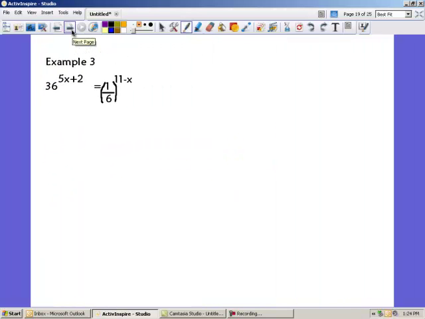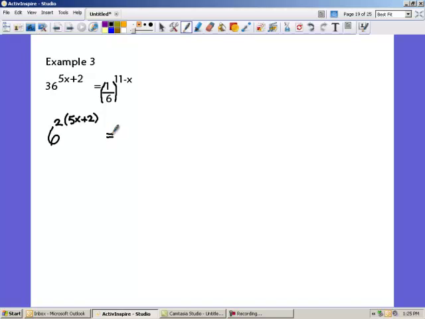Here's another example. And we have a base of 36, and we have a base of 1/6. Now, the 36 and the 6 could go together. And the reason I say they go together is because they're somehow related. They kind of give you a hint in the problem of what number to use as the base. I know that 6 squared is the same as 36. And we still have that 5x plus 2.